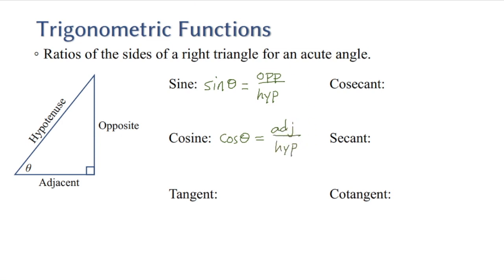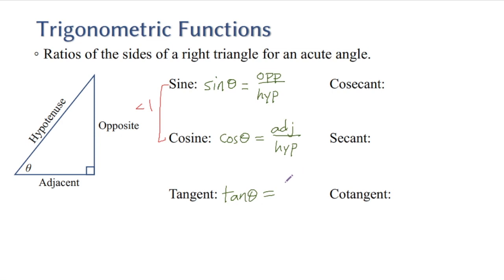The one thing I want you to notice about sine and cosine is that both of these involve the denominator being the hypotenuse. So with both of these, all these values are going to be less than 1, because the hypotenuse, remember, is always the largest side length. So when that's your denominator, the values of sine and cosine will always be less than 1.